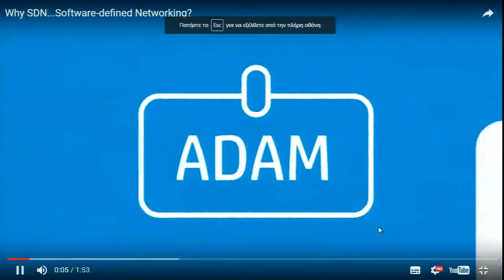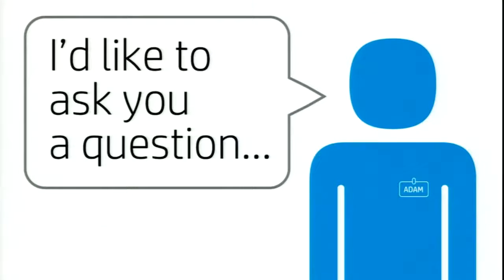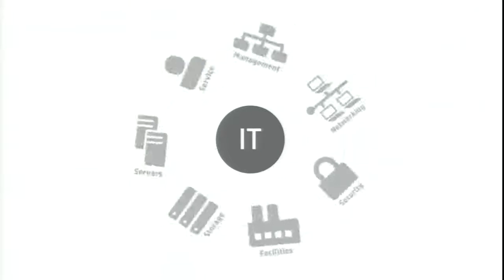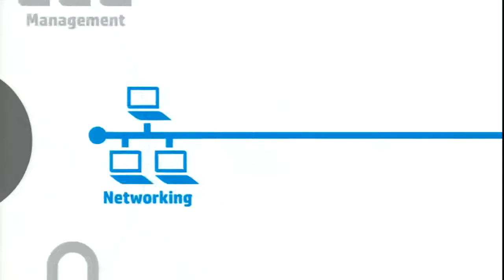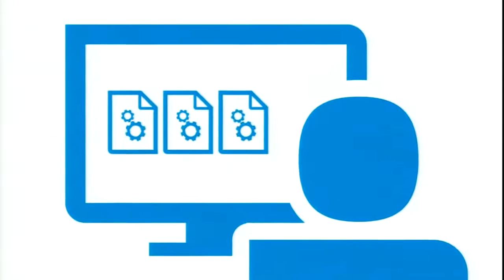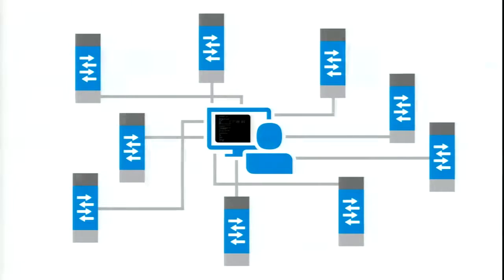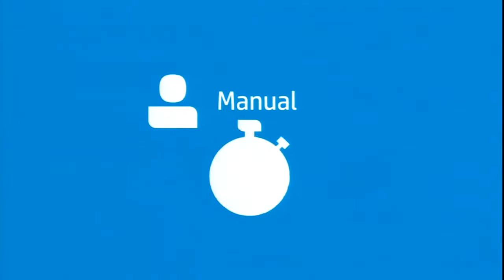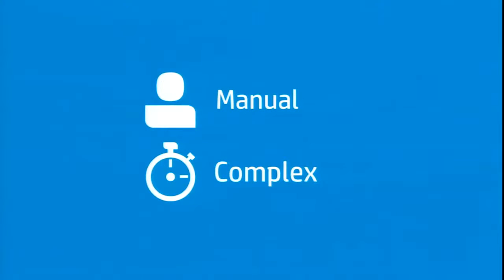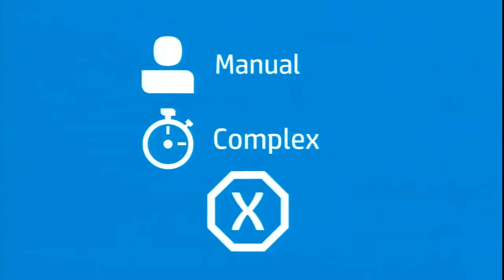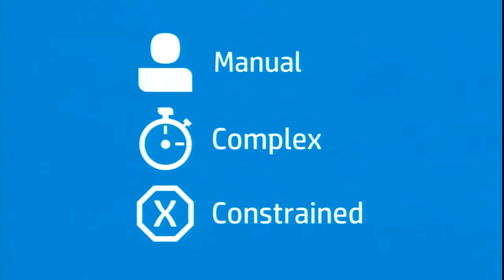Hi, I'm a network admin, and I'd like to ask you a question. How much time should it take to provision network services for a new application? Unlike other parts of IT, making any changes to the network is still a manual process. When an application is rolled out, I have to manually reconfigure each and every device on the network via command line interface. At the same time, today's new set of applications and manual configuration take time. Not only does manual configuration add hours and sometimes days to my task, but I can't make dynamic changes on the network to accommodate the new application requirements. And that constrains the full potential that these new applications bring to the business.